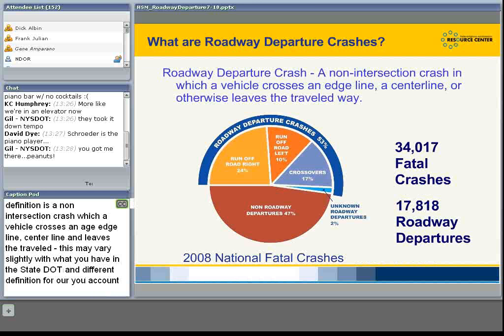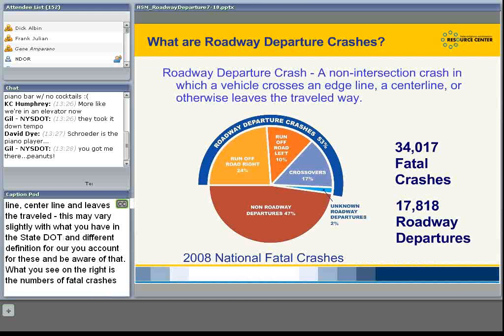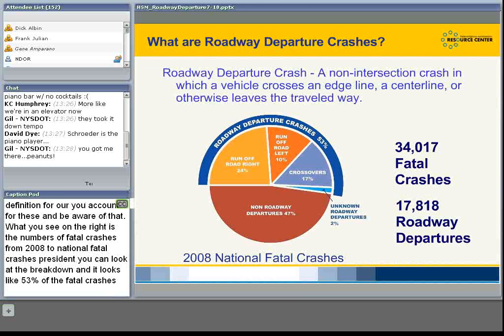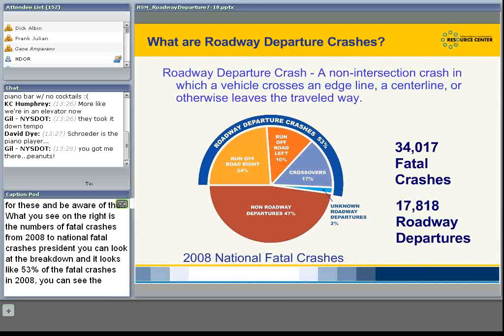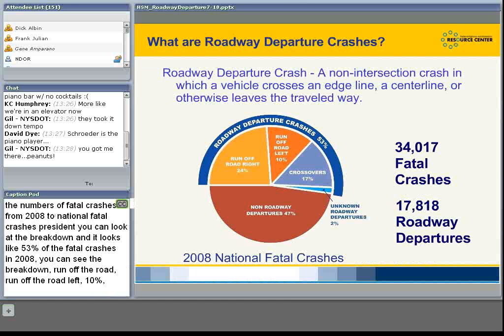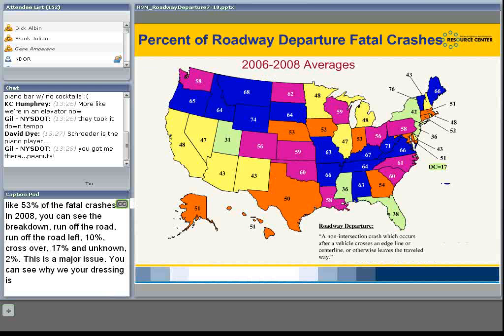What you see on the right is the numbers, the fatal crashes from the 2008 national fatal crashes. So you can look at, there's kind of a breakdown, but it looks about 53% of the fatal crashes in 2008 were roadway departure crashes. You can see the breakdown there: run off the road right, 24%; run off the road left, 10%; crossover, 17%; of course, unknown roadway departures, 2%. This tells you this is a major issue. You can see why we're addressing this as a separate session.